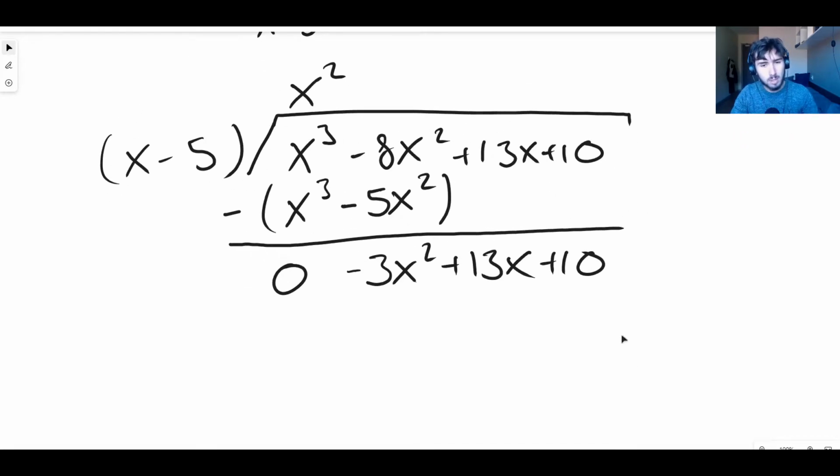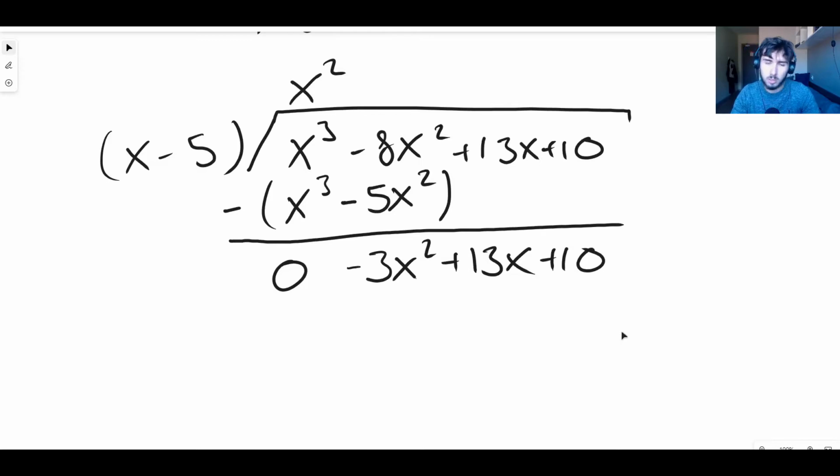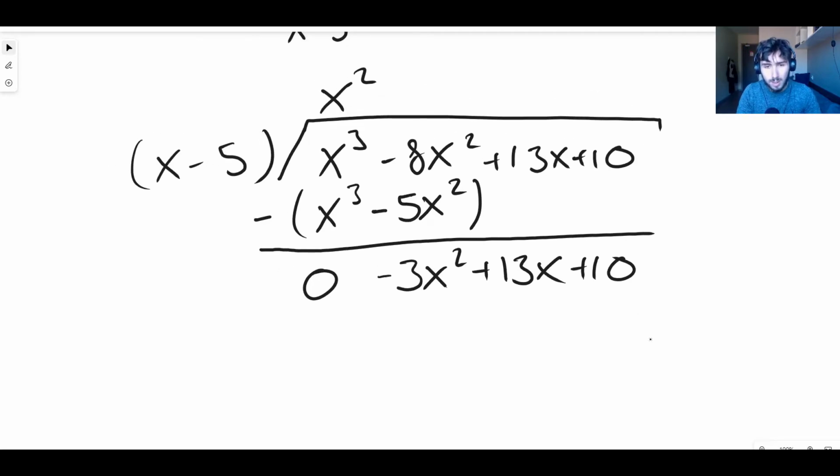We do the same thing, minus 3x squared plus 13x plus 10. Same method here. So minus 3x squared divided by x. That's minus 3x, isn't it? Because minus 3x squared divided by x is minus 3x. We then do minus 3x times the whole thing, x minus 5. So we do our minus sign because we're taking away, because it's long division. And then we do minus 3x times x. That's minus 3x squared. Again, these terms should be the same. They are. Very nice. We're doing it right. Minus 3x times minus 5 is positive 15x.